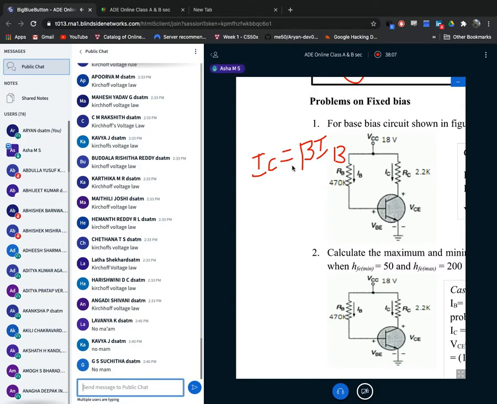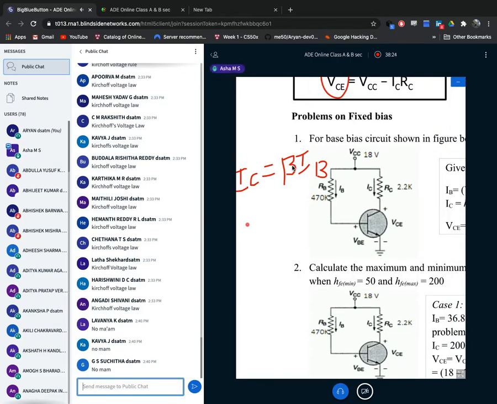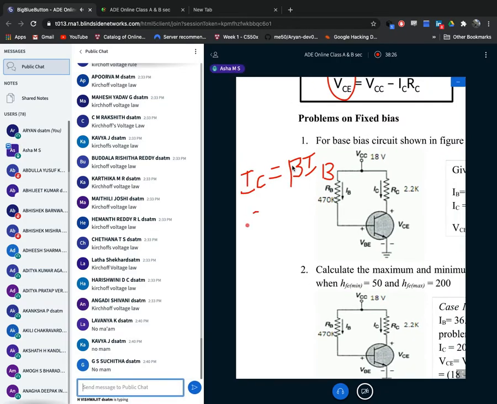Yes, sir. Very good. Pranav is saying that VBE is not given. I forgot to tell you that VBE is fixed for the transistor we are talking about. We always use a silicon transistor, so 0.7 is the fixed value. They will not give that VBE value.